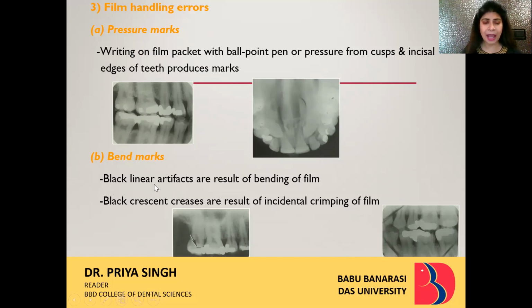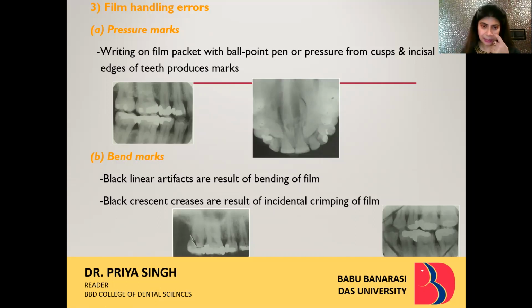Bend marks. Black linear artifacts are the result of bending of film. So bending of film should also be avoided. At times bending is done when we want to take an image of the posteriors, and so that the patient should be comforted, we bend the film, but the bend should not be very sharp. The bend should only move the film rather than bending it into an edge.